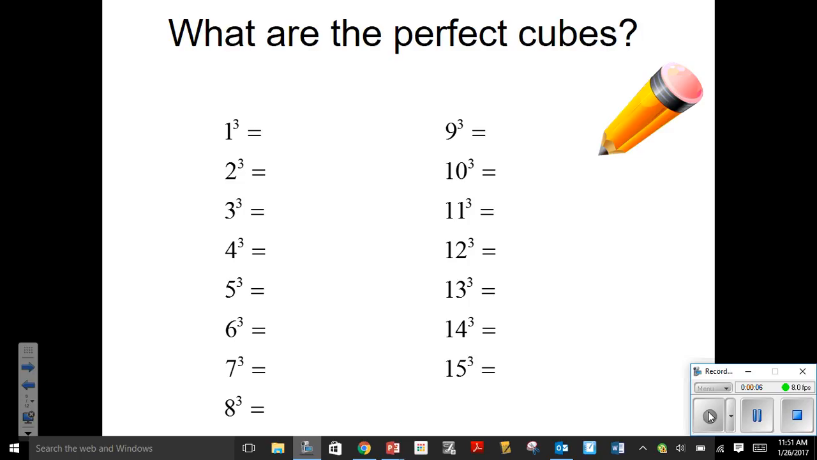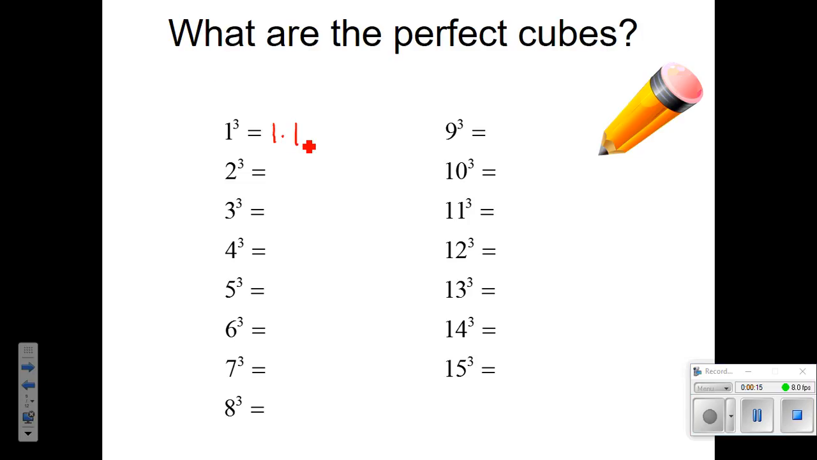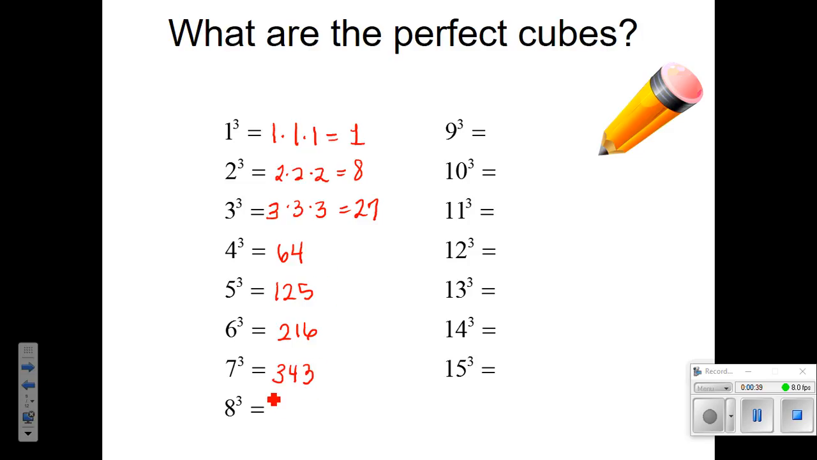So the first thing we need to do is be able to tell me what the perfect cubes are, just like perfect squares. So 1 cubed, 1 times 1 times 1, is 1. 2 times 2 times 2 is 8. 3 times 3 times 3 is 27. 4 cubed is 64. 5 cubed is 125. 6 cubed is 216. 7 cubed is 343. So you get the idea that we are constantly taking this number and multiplying it by itself 3 times.